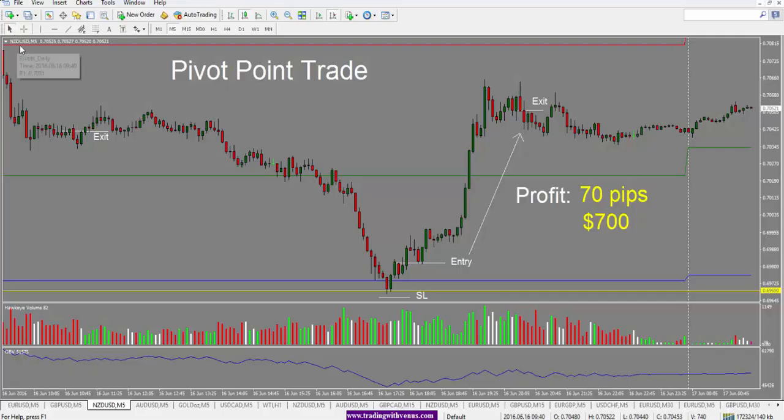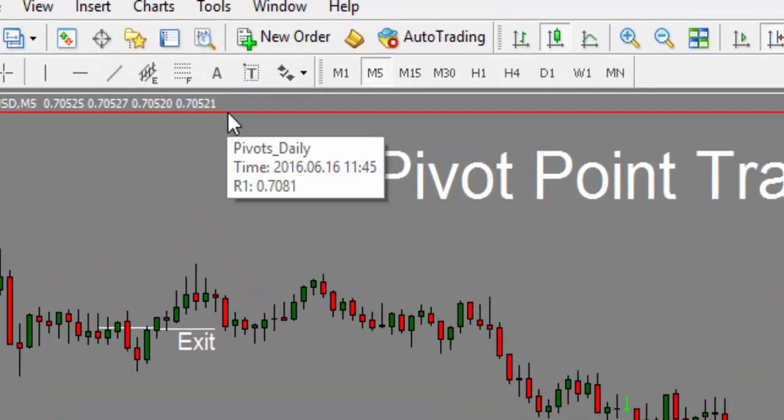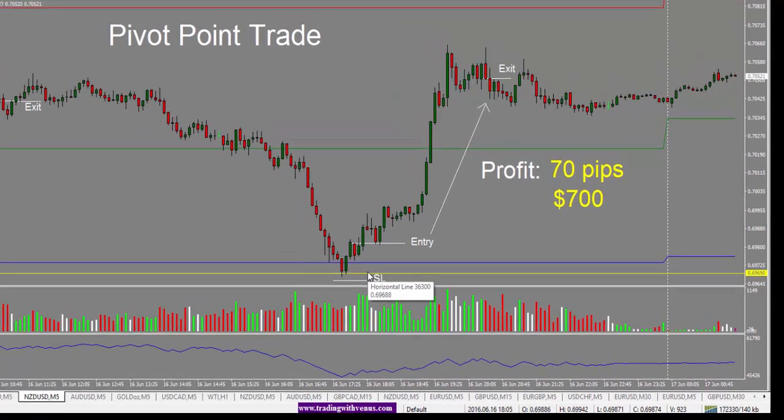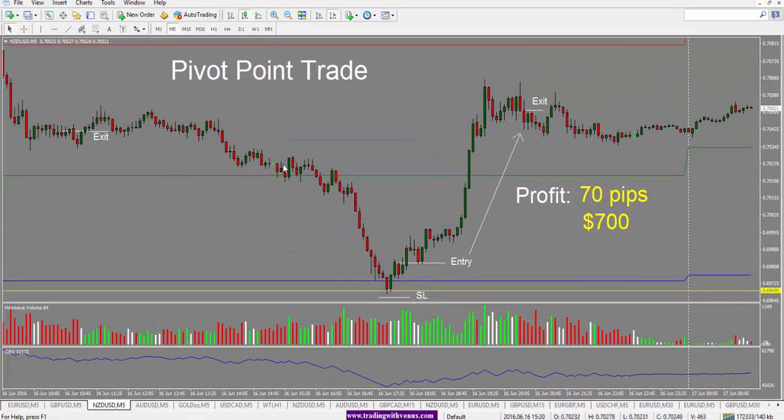Here we are looking at a New Zealand US dollar 5-minute chart. The first thing that you need to identify would be your pivot point levels. As you can see here, we have the R1 level, which is the red line, the daily pivot, which is the green line, and your S1 level, which is the blue line. As the price moves through these pivot point levels, we are looking for some sort of a rejection pattern at one of the pivot point levels.